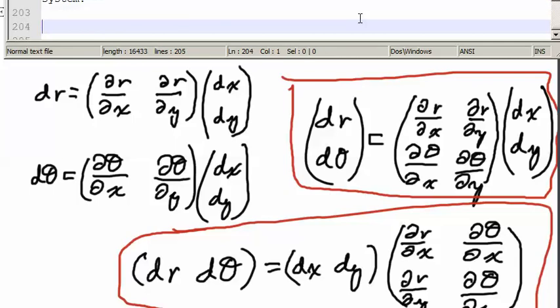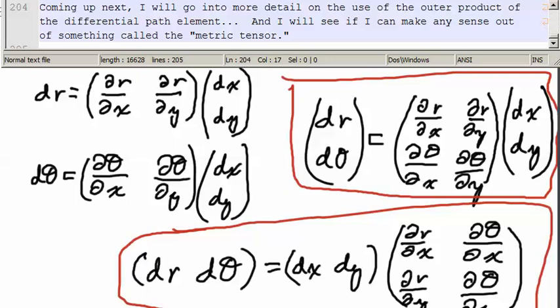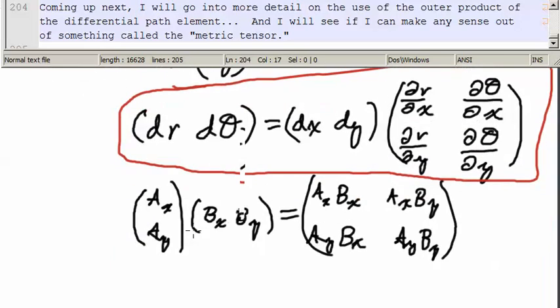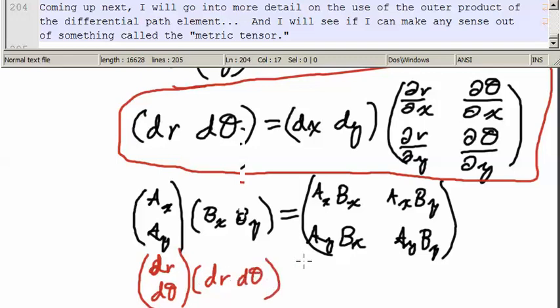Coming up next, I expect to go into more detail on the use of the outer product of the differential path element, replacing this with dr d theta and dr d theta. I will go into more detail on the use of the outer product of the differential path element, and I will see if I can make any sense out of something they call the metric tensor.